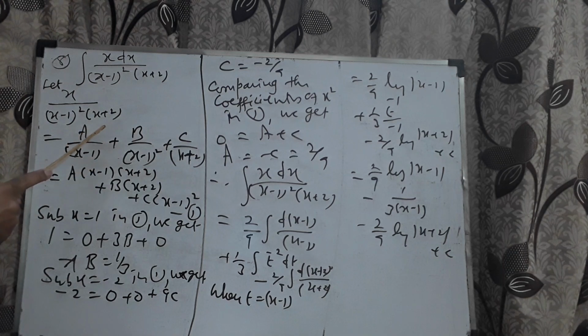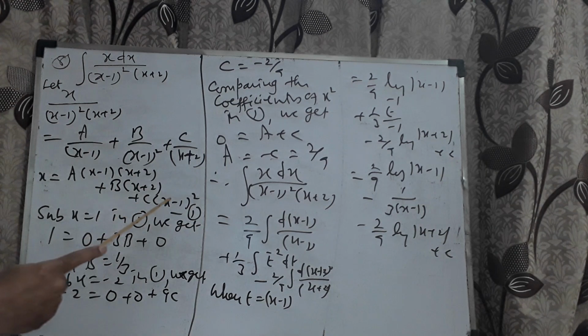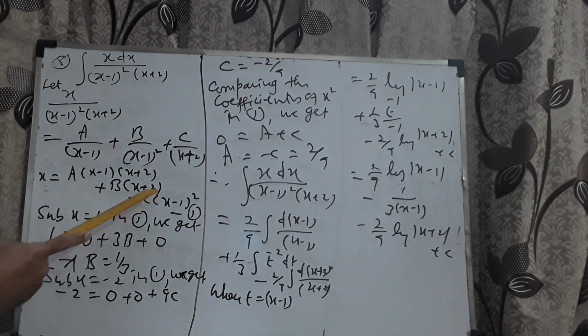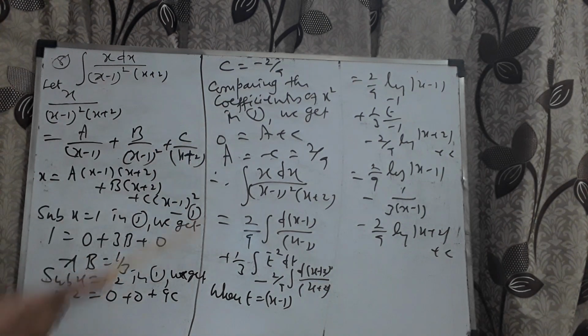I repeat the whole lot. It's given by A by (x minus 1), B by (x minus 1) whole square plus C by (x plus 2). After taking LCM, x equal to A into (x minus 1) into (x plus 2) plus B into (x plus 2) plus C into (x minus 1) whole square. Substitute x equal to 1: equal to 0 plus 3B plus 0, B is 1 by 3. Substitute x equal to minus 2, it becomes 9C is equal to minus 2, C is minus 2 by 9.